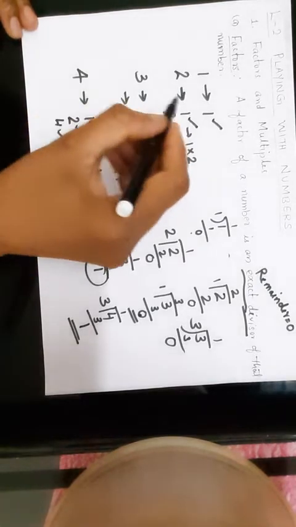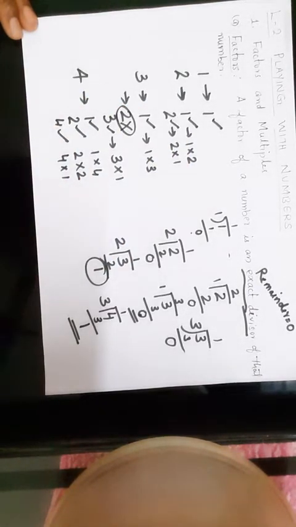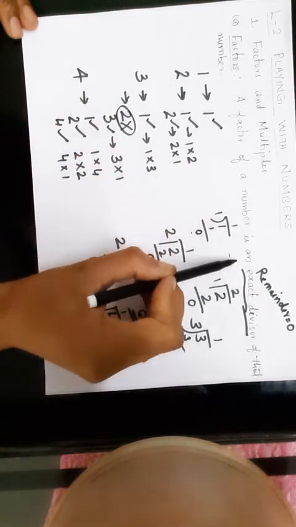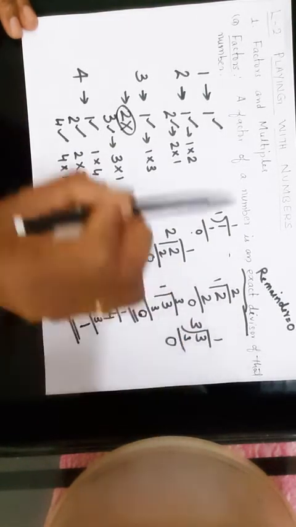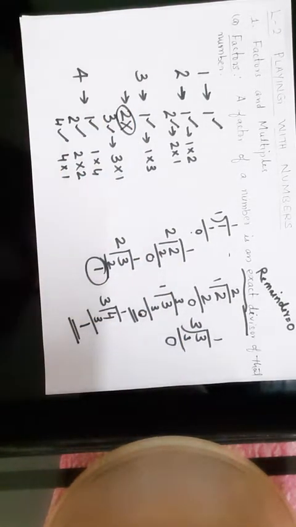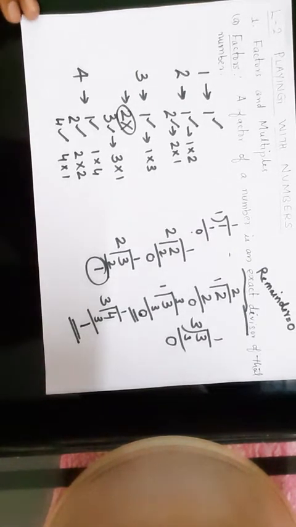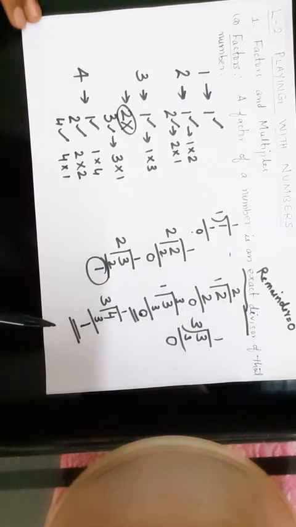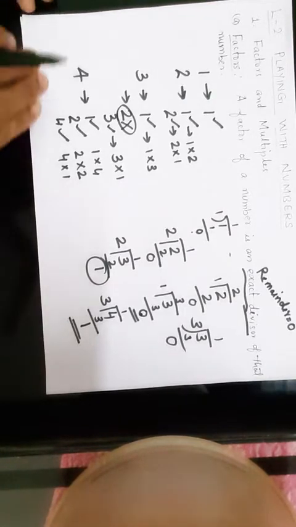Correct? So what is the meaning of a factor of a number? A factor of a number is an exact divisor of that number. Exact divisor means when we divide by that number, the remainder should be 0. Such numbers are called factors of that number. Okay. Now let us take another number.